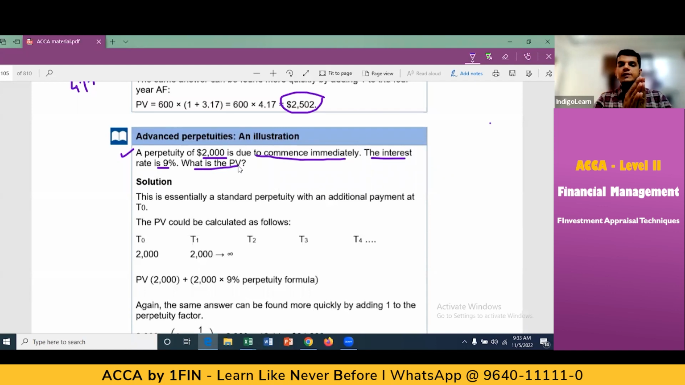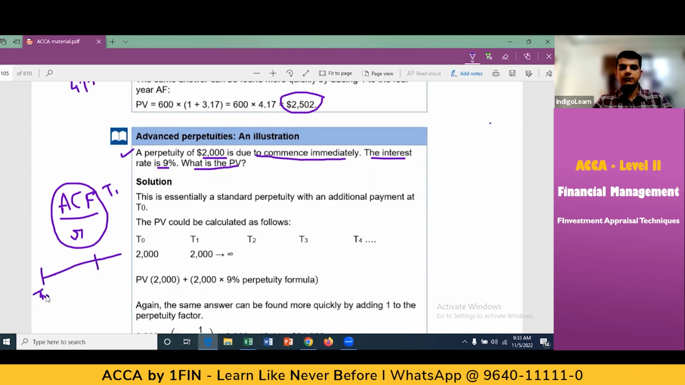So we know that when we want to calculate the present value of the perpetuity, we can directly use one formula, that is annual cash flow divided by R, the rate, the discounting factor. But that is applicable for the cash flow that will be received from T1. There is one cash flow which will be received in T0 also. So there are again two ways to calculate it. I'll just show you.